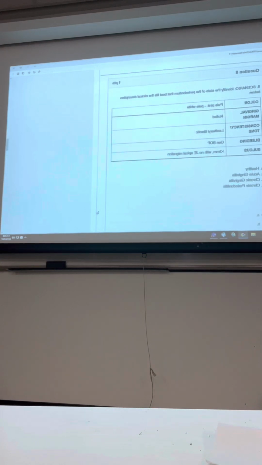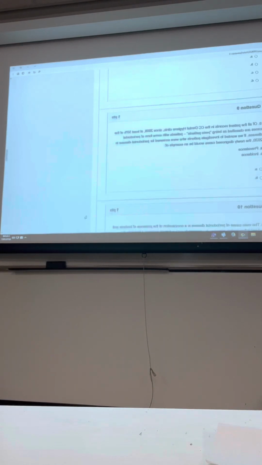All right, here we have a scenario. Identify the state of the periodontium that best fits the clinical description below. The color, yes. The giveaway there. So yes, fibrotic, very good. And leathery, that pale white color. And then of course we know no JE at apical migration. So we know it's not perio. Good. All right.